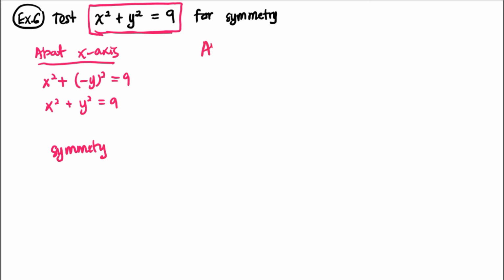What about the y-axis? Let's check about the y-axis. To check about the y-axis, we have to replace the variable x with negative x. Now we have negative x squared plus y squared equal to 9.